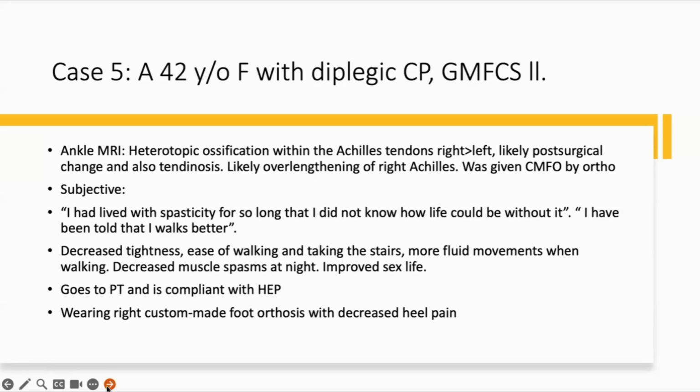She had decreased tightness, ease of walking and taking the stairs. This is just subjective, more fluid movements when walking, and decreased muscle spasm at night, and also improved her sex life. She gets injection maybe every 6 or 7 months, and she's doing very well with that. Next slide.